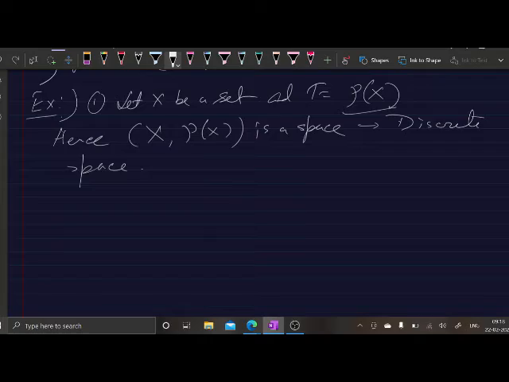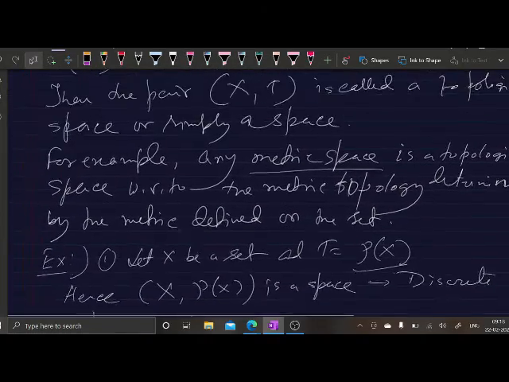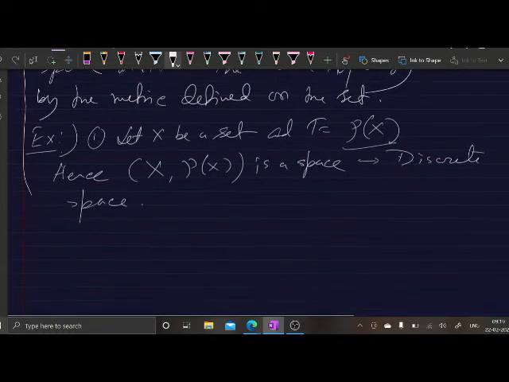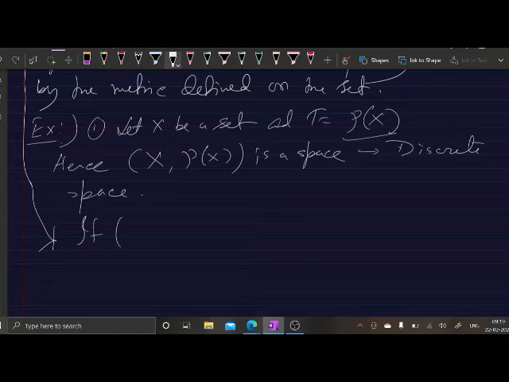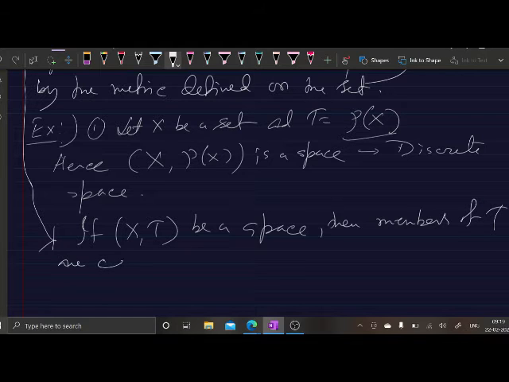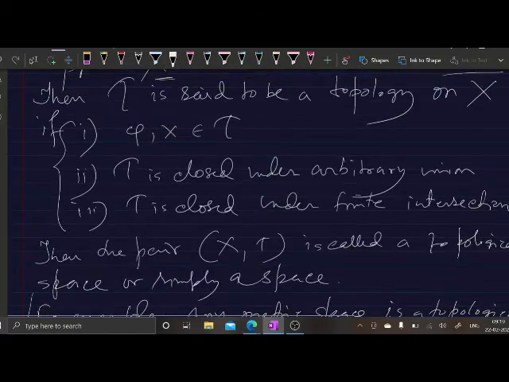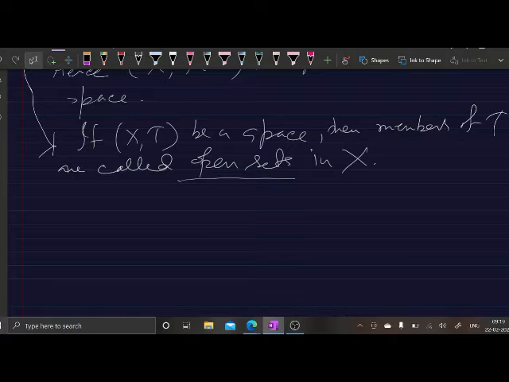Now if X, tau is a space, then the members of tau are called open sets in X. So here we have axiomatized these open sets, because if you take any tau subset of the power set of X, and if they satisfy these three axioms, then you can say that the subsets that you have taken are open sets in X.